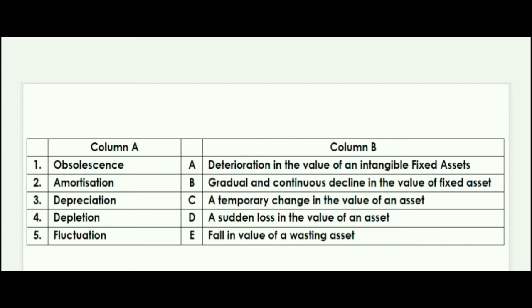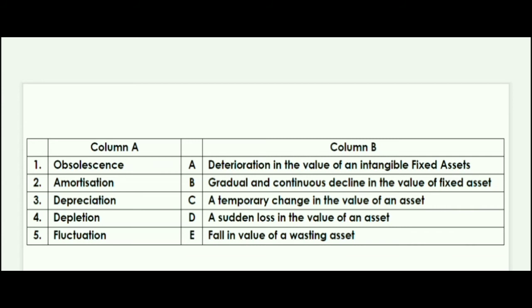So guys, first, obsolescence. This is the correct answer: a sudden loss in the value of an asset. Obsolescence is nothing but a sudden loss in the value of an asset. Next is amortization. Option A is the correct answer, which is deterioration in the value of an intangible fixed asset. You must be aware of tangible and intangible: tangible fixed assets are buildings and machinery; intangible are copyrights, etc.